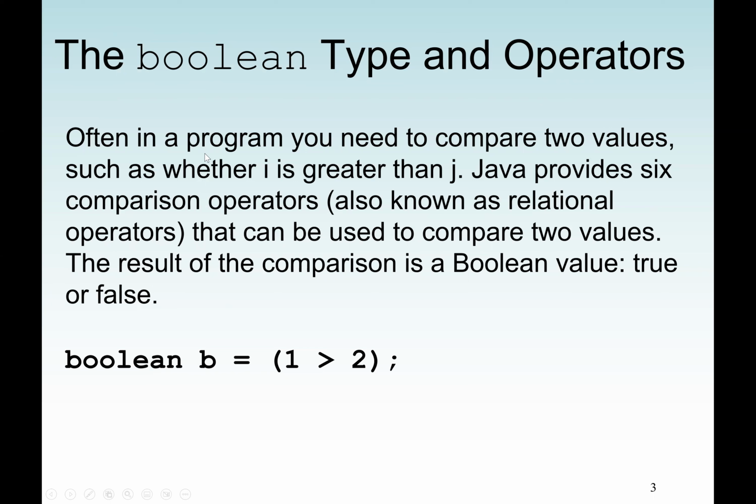And here we say often in a program, we need to compare two values, such as whether I is greater than J. Here we are assuming there's a value in the I variable and also a value in the J variable. So we can compare if the I value is greater than J. We will get true if the condition is true. And if J is greater than I, then we are going to get false.